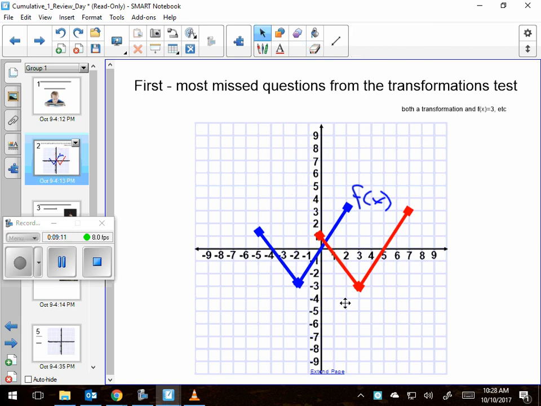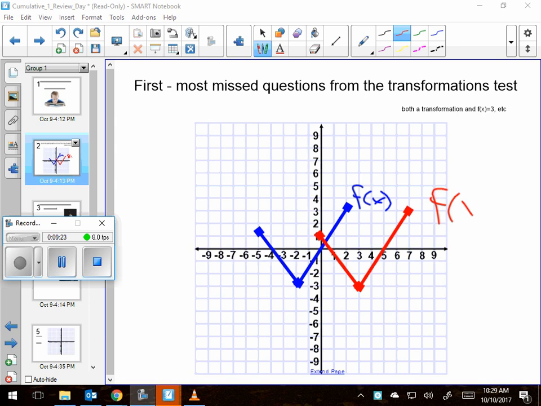Say it in terms of f of x. I'm going to give a pause while I walk around and see you're in the right spots. Okay, so the red one has just been moved to the right 5, so you go f of x minus 5. There we go.